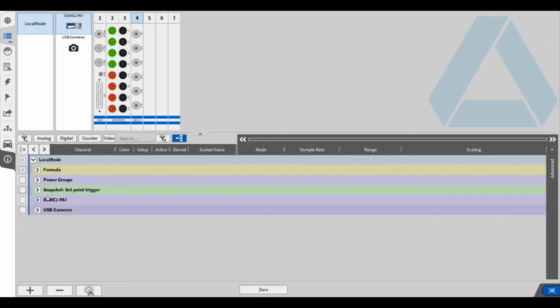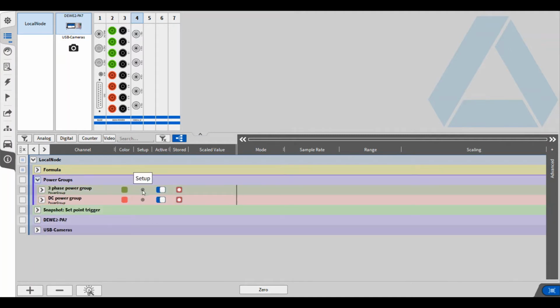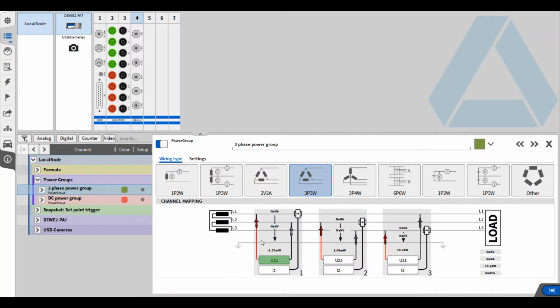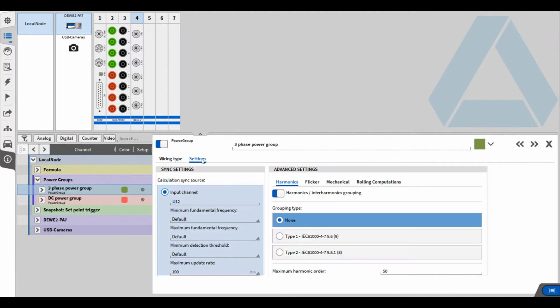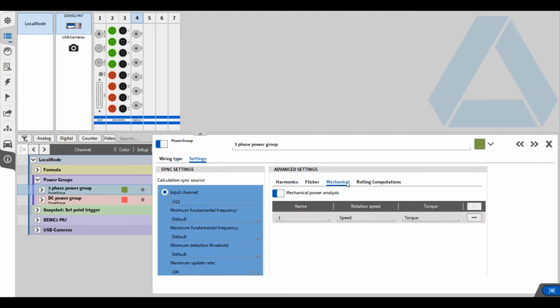Next we have the power groups. First we have the 3-phase power group. This has 3 pairs of high voltage and current sensor input with the power group configured in a delta configuration. The power group is synchronized to the first high voltage channel. Within the 3-phase power group we can also configure the mechanical power group. This uses the speed and torque channels configured earlier. This means that the mechanical power calculation is synchronized with the 3-phase power calculation.